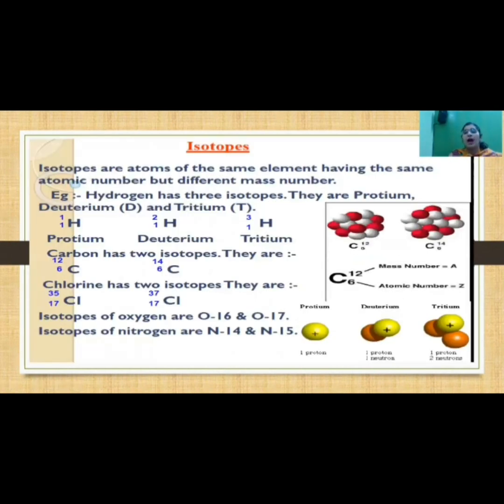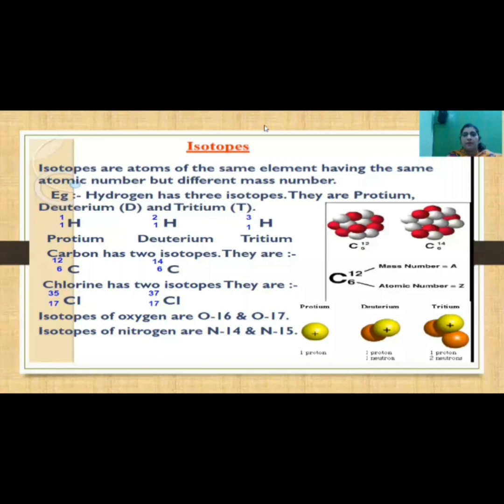Now, what do you mean by isotopes and isobars? Isotopes and isobars are very important for the atoms. Isotopes are atoms of the same element having the same atomic number and different atomic masses.